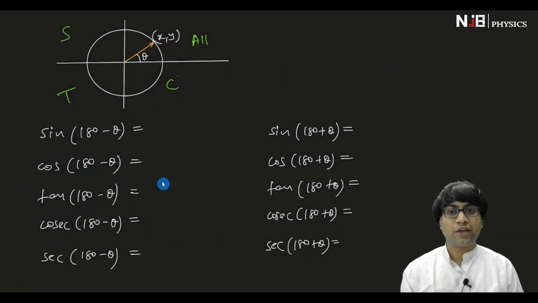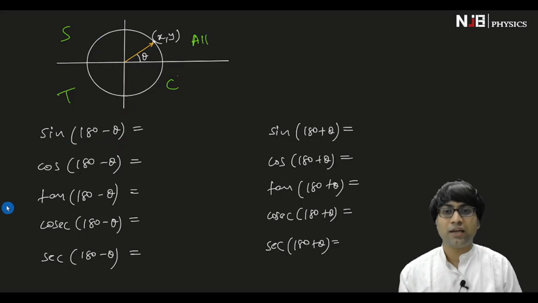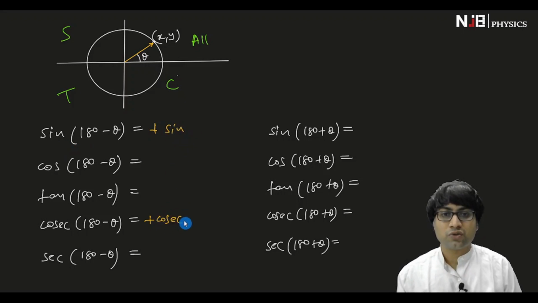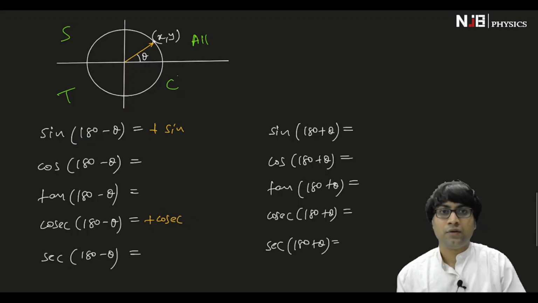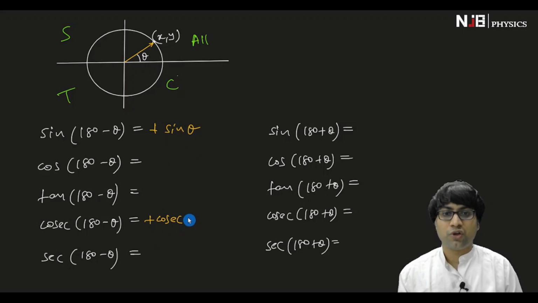So if we talk about the ratios of angles 180 minus theta, 180 plus theta, then let's see how we are going to do it. Sine of 180 minus theta: 180 minus theta is going to be in the second quadrant, and in the second quadrant we know that sine and cosec, these two ratios, are going to be positive. So let us make positive over here, positive over here, and sine is going to remain as sine and cosec is going to remain as cosec because it is 180. So it is going to be sine of theta, positive. And similarly here it is going to be cos of theta.